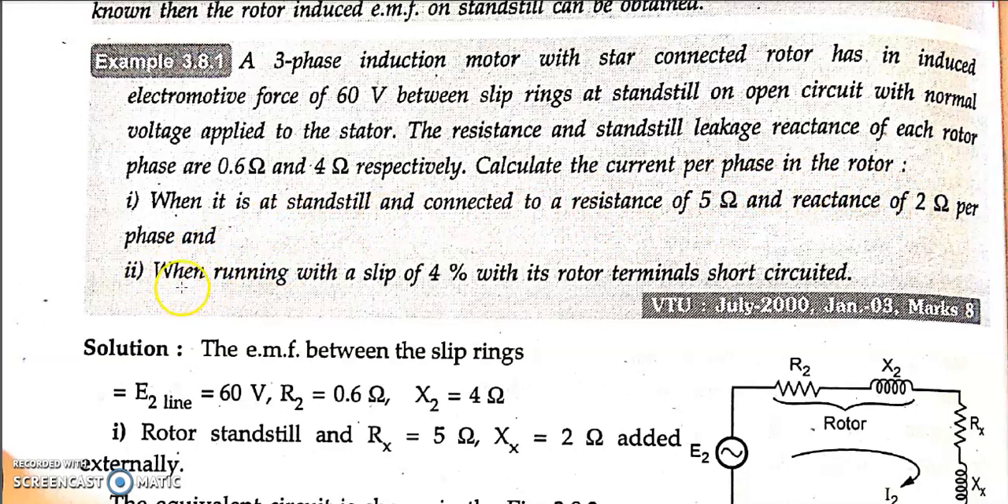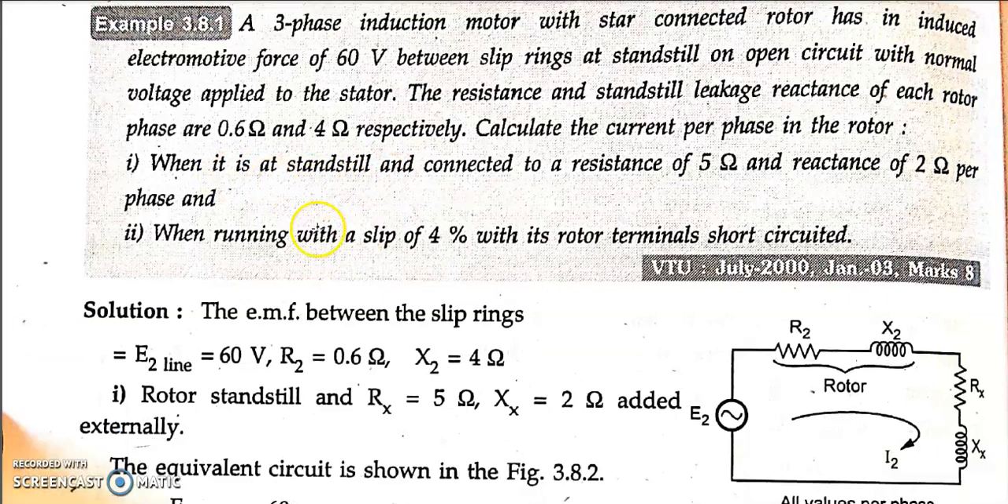Second question: when running with a slip of 4% with its rotor terminals short circuited. So I have to short the rotor terminals for the second case. Here also, for the slip of 4%, I need to calculate the rotor current I2, precisely I2R. Why? Because it is a running condition. Here it is just I2. Why is it just I2? Because the condition is standstill. Now let us go with the problem.